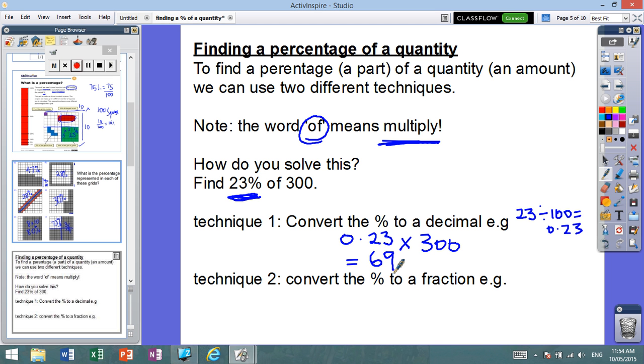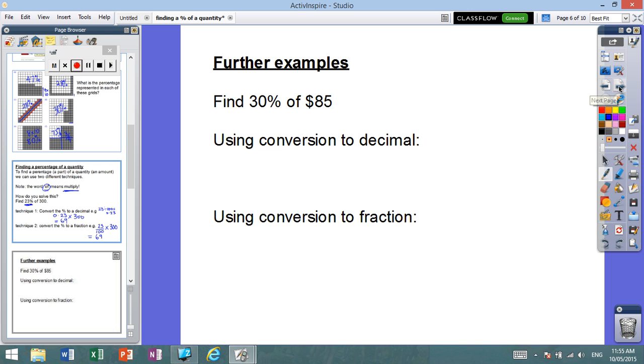Okay. Technique 2, if you like working with fractions, you go 23% again. 23% is always out of 100. Okay. Put that using your fraction key on your calculator, and then times by 300, and that equals 69. Okay, so two different techniques. If you don't like fractions, then use the decimal. If you don't like decimals, then use the fraction. Okay, but both work and both are fine.